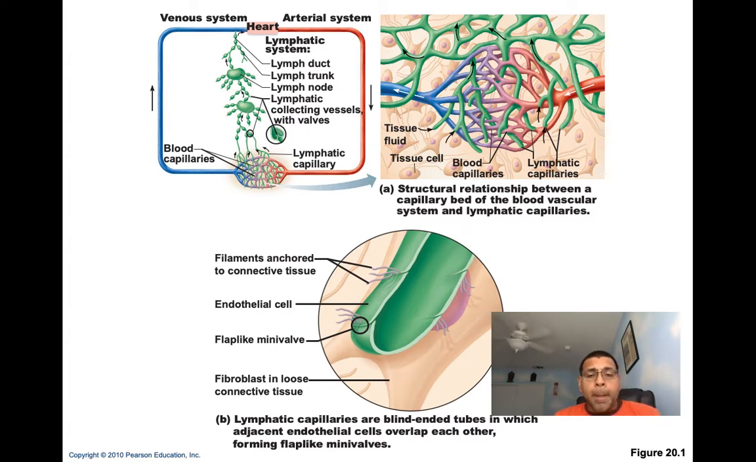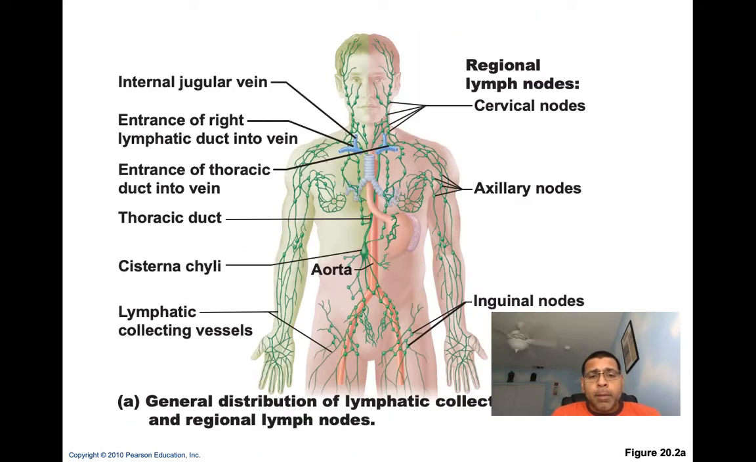Some major trunks are going to be named for the regions from which they collect lymph. So when we go through and talk about our lymphatic trunks, first we can see this image depicting the general distribution of the lymphatic collecting vessels.